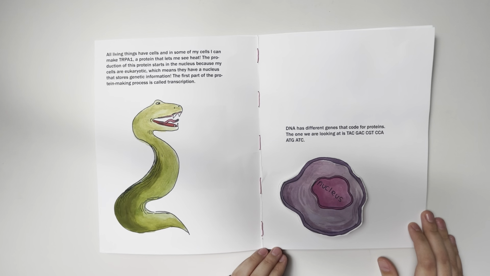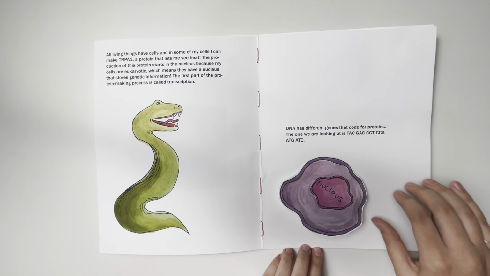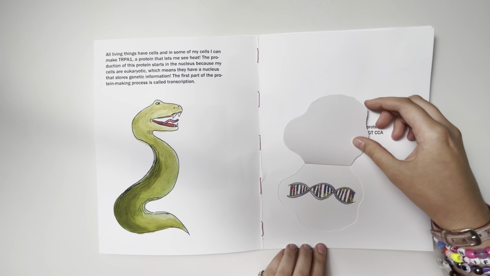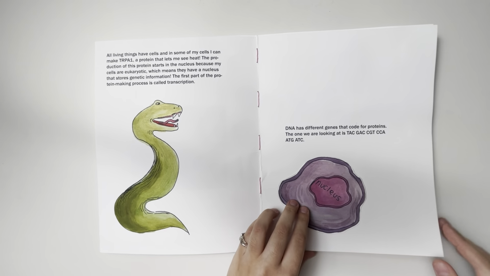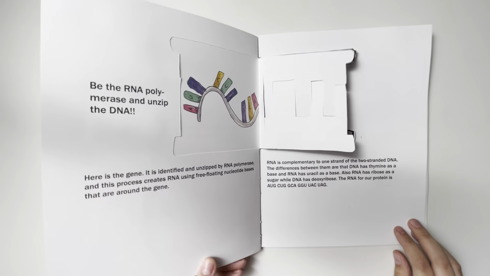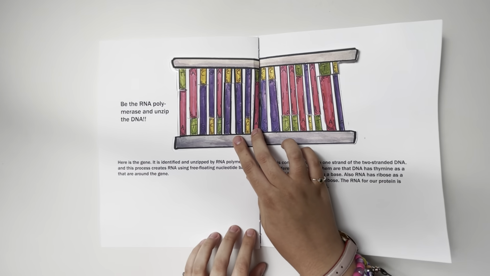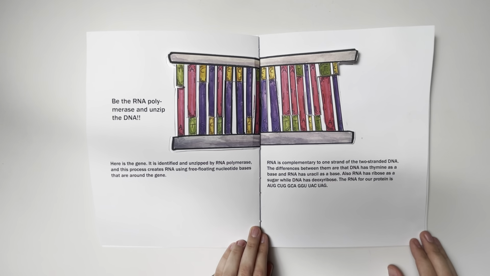DNA has different genes that code for proteins. The one we are looking at is TAC, GAC, CGT, CCA, ATG, ATC. And this is it inside of the nucleus. Here is the gene. It is identified and unzipped by the RNA polymerase. And this process creates RNA using free-floating nucleotide bases that are around the gene.